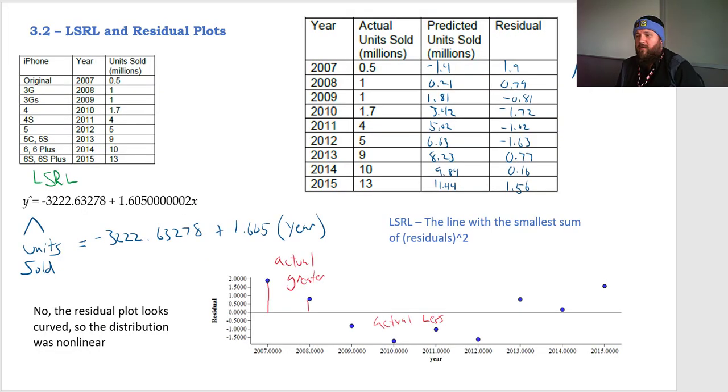So to sum it all up for dealing with least squares regression line and residual plots, the least squares regression line is the line with the smallest sum of residuals squared. And for the residual plot, you want it to be scattered. It's good if it is scattered. However, if it forms a shape or any type of pattern, therefore it is bad for the residual plot.